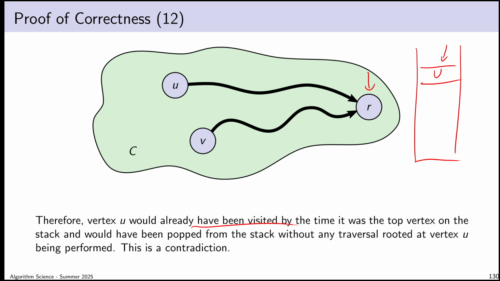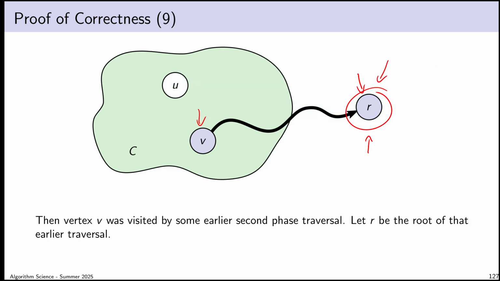Therefore, vertex U was visited, and that's a contradiction because we began our proof by assuming vertex U was unvisited, and we were about to perform a traversal starting there. Great, we've got our contradiction. So we work our way backwards and try and figure out where the problem was.